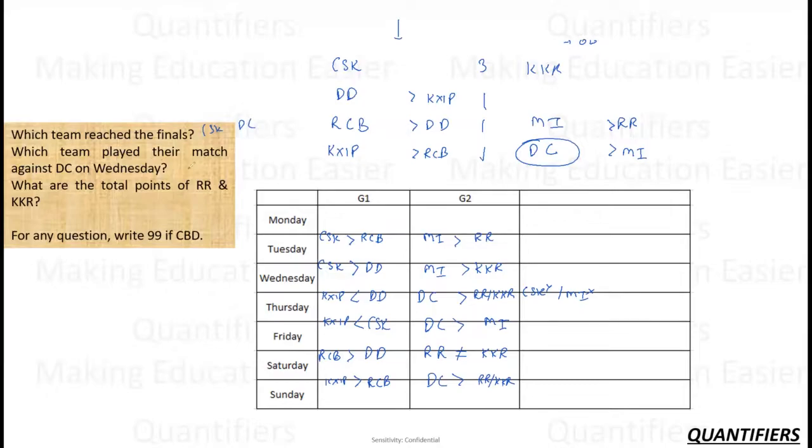Which team played their match against DC on Wednesday? So I don't know. It is from Monday, Tuesday, and Wednesday. DC is either RR or KKR, but I don't know. So the answer is 99 in this case.